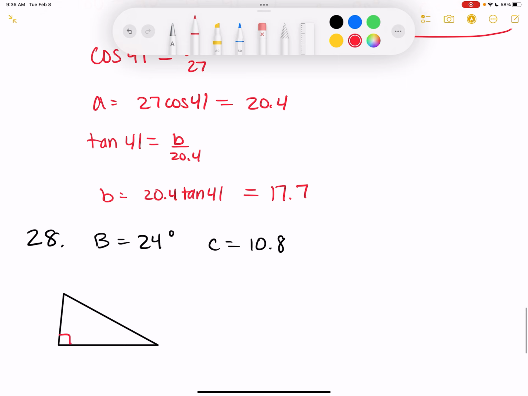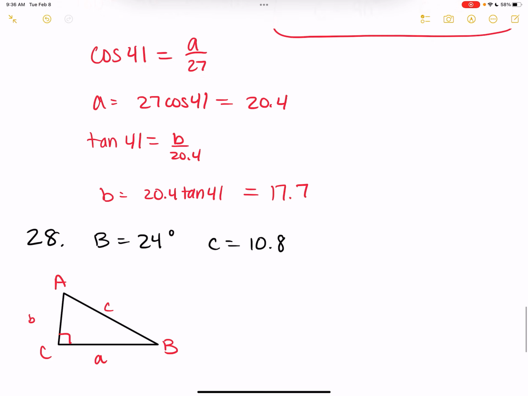Okay, so I'm just going to label where everything is for you. C, A, B, C, B, A. All right.